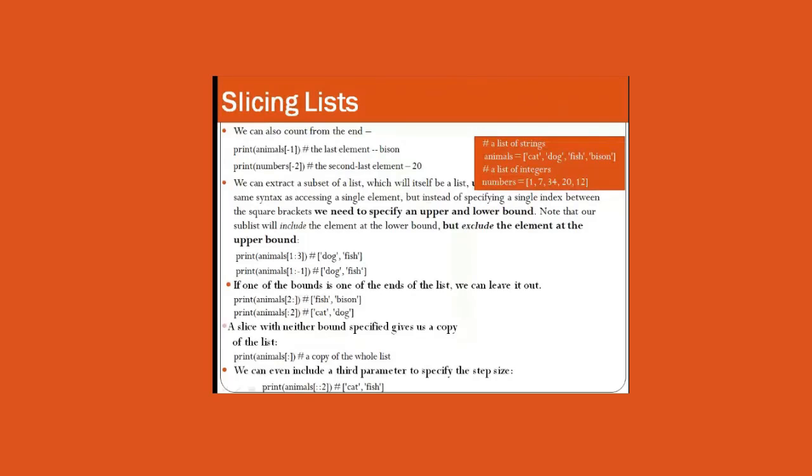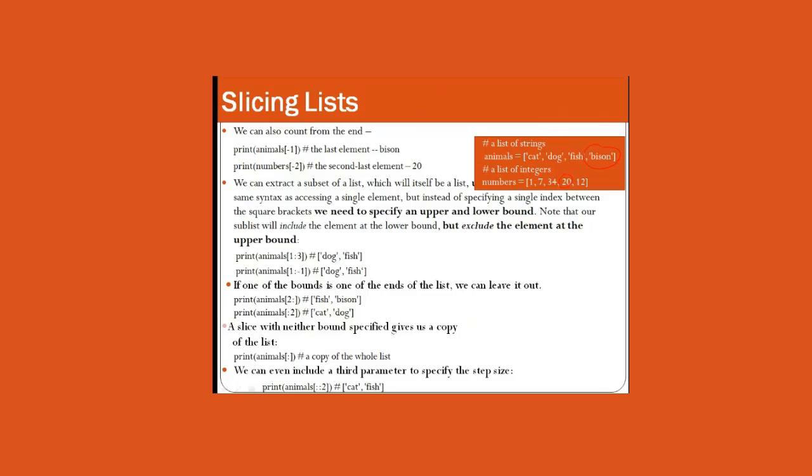So you can also count from the end. You can say animals -1. Animals -1, you can see over here, is bison. So this is -1, -2, -3, -4. So -2 is the second last element of the list. So this is your -2.